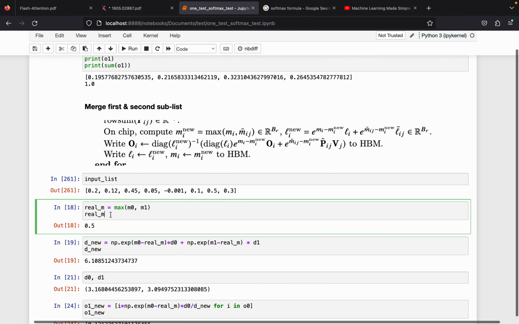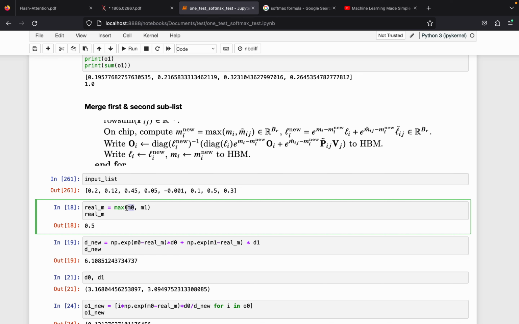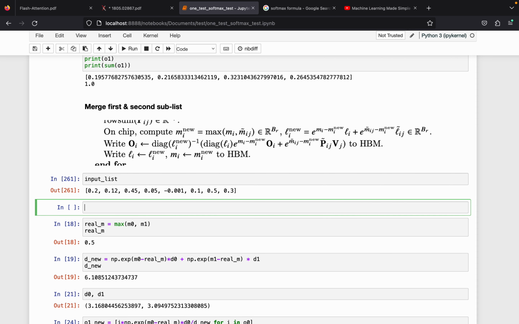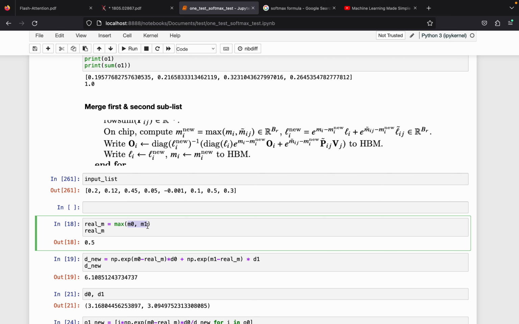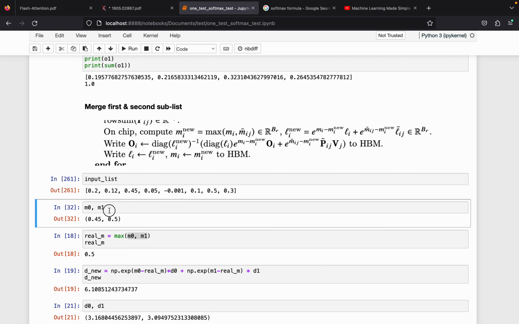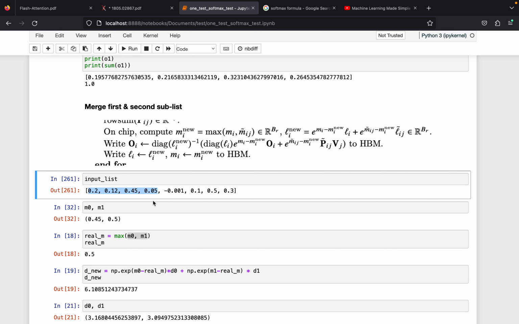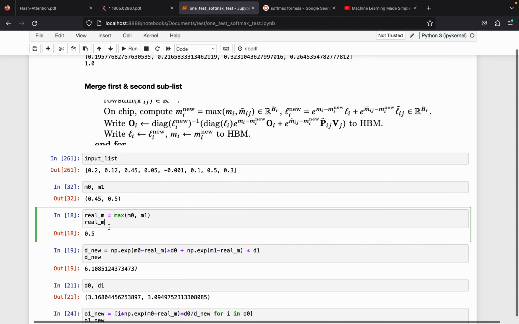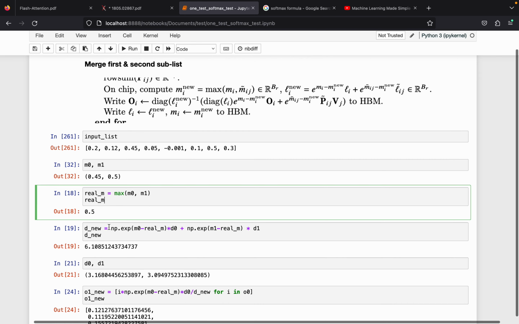Okay, from the first list we have M0 as the max element. From the second list we have M1 as the max element. Let's execute. From here to here, this is 0.45, and from here to here, this is 0.5, right? We are trying to find the maximum of these two, which is obviously 0.5, correct?